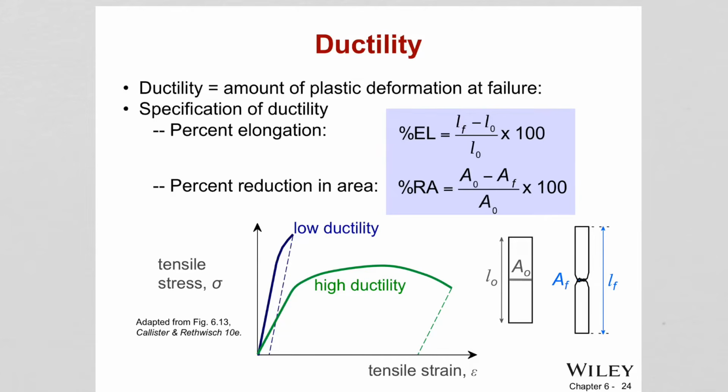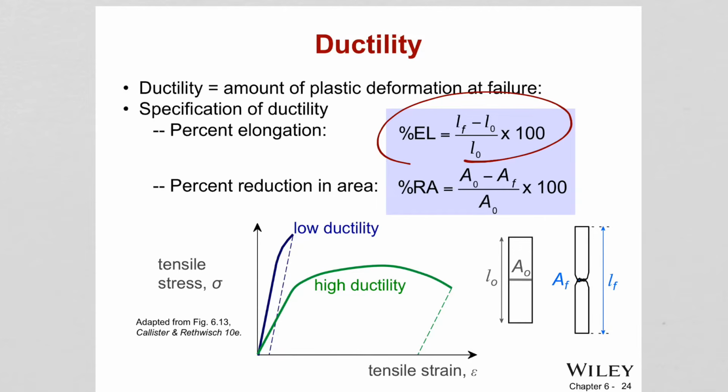Okay, so this also affects how we can shape them. For example, copper is ductile and metals are ductile, and you can easily draw copper into wires, but you cannot draw a ceramic into a wire because it doesn't flow, it doesn't have ductility. So how do we measure this ductility? In two ways you can measure it: percent elongation or percent reduction in area. Very easy to understand, because how much you change the length basically gives you the ductility.